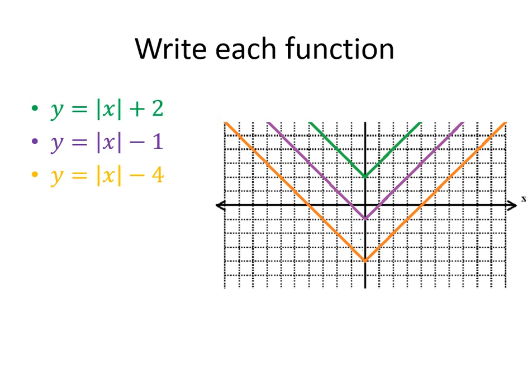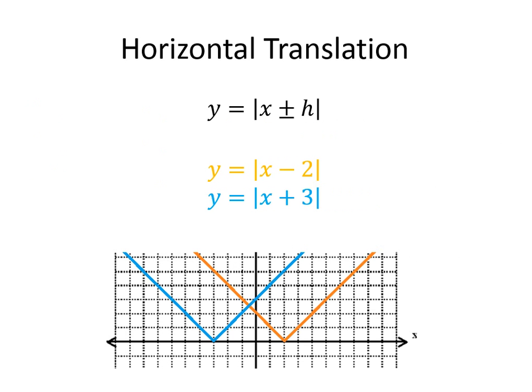Okay, so that's pretty easy. So your vertical shift, your up and down shift, how far up or how far down, you're going to do that at the very end of the function, outside the absolute. So outside the absolute is the vertical change. Horizontal change. Now horizontal change, a lot of people get confused with this because of the direction. It kind of goes opposite of what you would think.